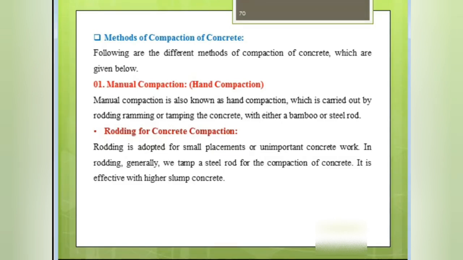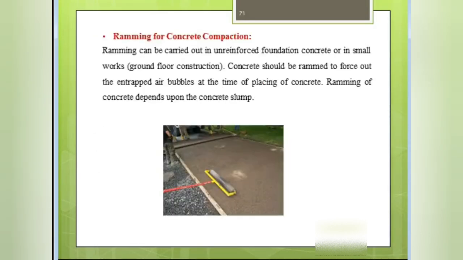At the time of concreting, you will also observe at some construction sites that when the workers are placing the concrete into a particular formwork, like for a column, they manually tamp it with a rod at the time of placing, or vertically tamp with a bamboo or with the help of reinforcement. Okay, so that is nothing but compaction.